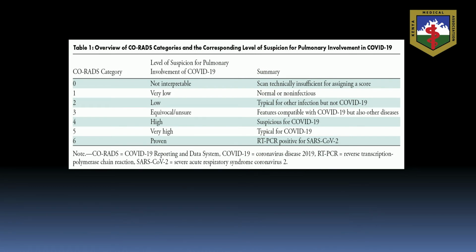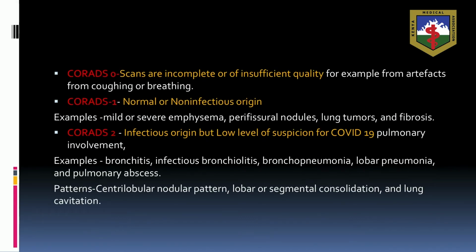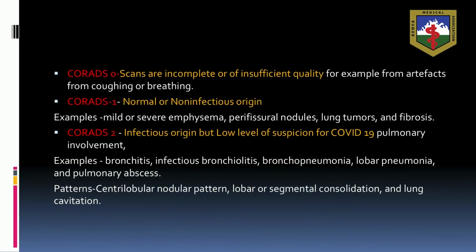As we go ahead, I'll explain that in CORADS 0, the scans are incomplete or of insufficient quality. Basically, you cannot make a decision. In CORADS 1, you have normal. It's either normal or whatever disease is within the CT, it's of non-infectious origin. So you can have a patient with difficulty in breathing and cough, but it turns out that it's mild or severe emphysema. You may find peripheral nodules, lung tumors, and fibrosis.